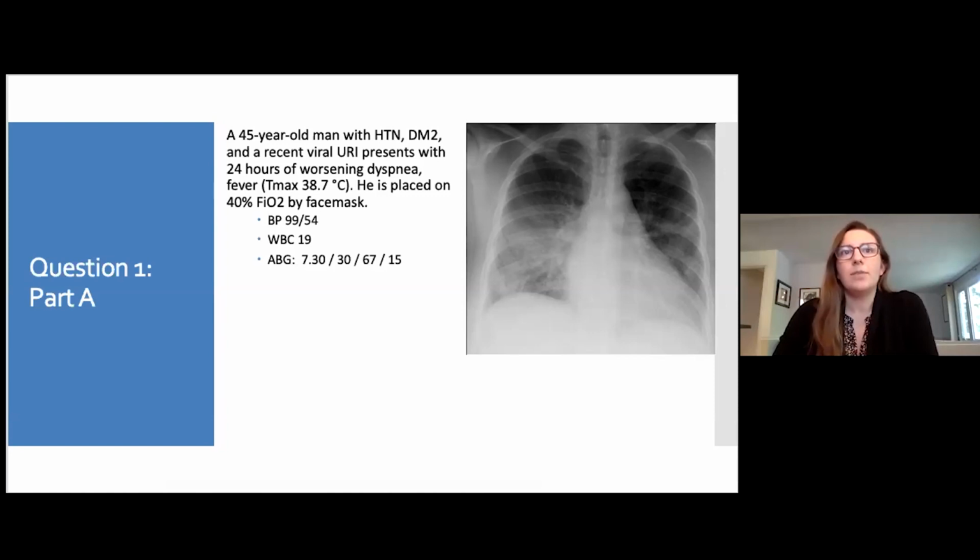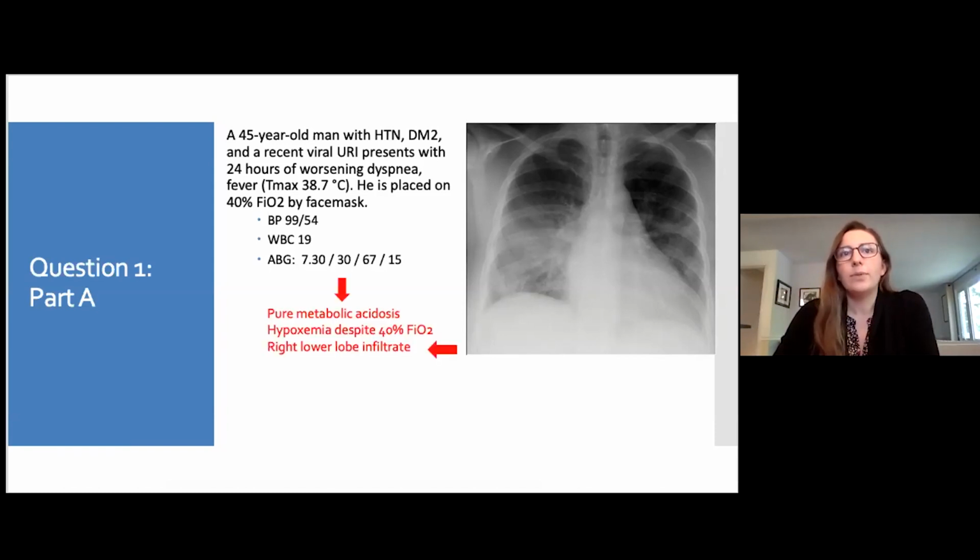And his ABG is written here. His pH is 7.30, PaCO2 is 30, PaO2 is 67, and his bicarb is 15. And on the right here, you see his chest x-ray. I'm going to take a pause here, think about the ABG and the chest x-ray and what that shows.